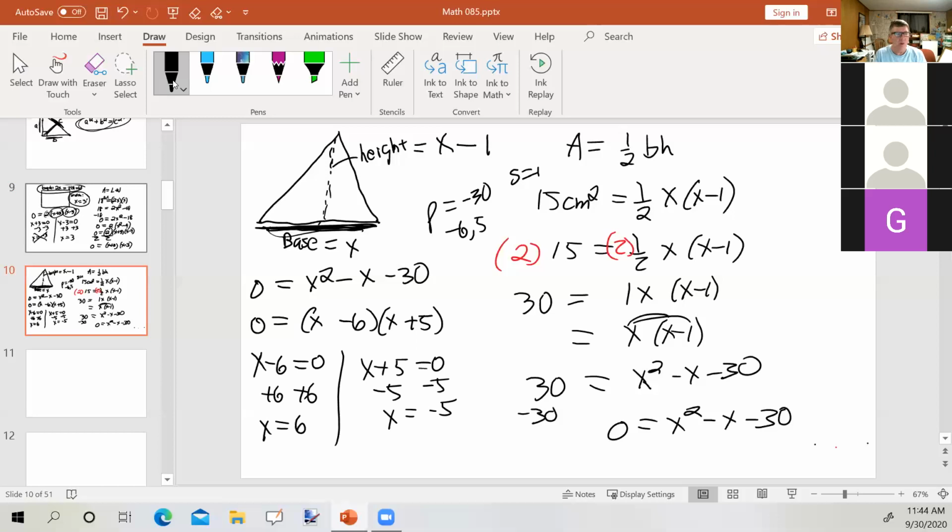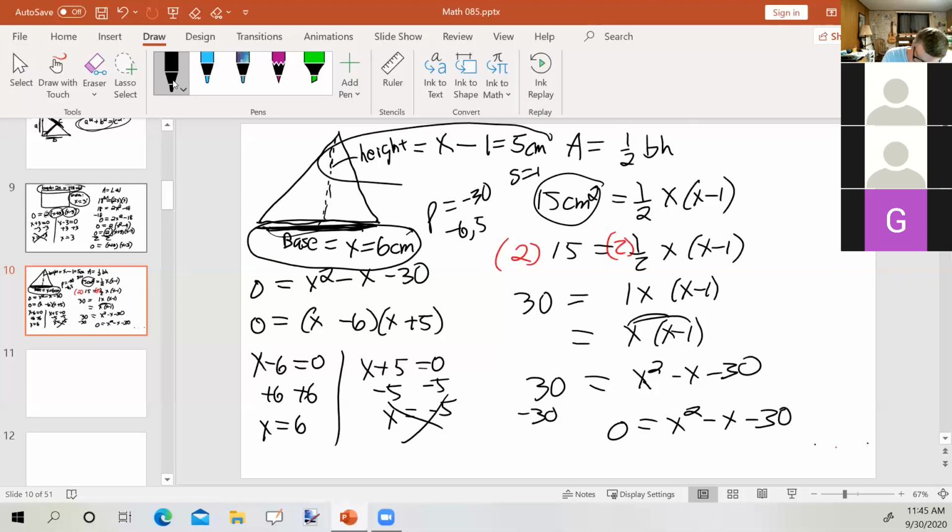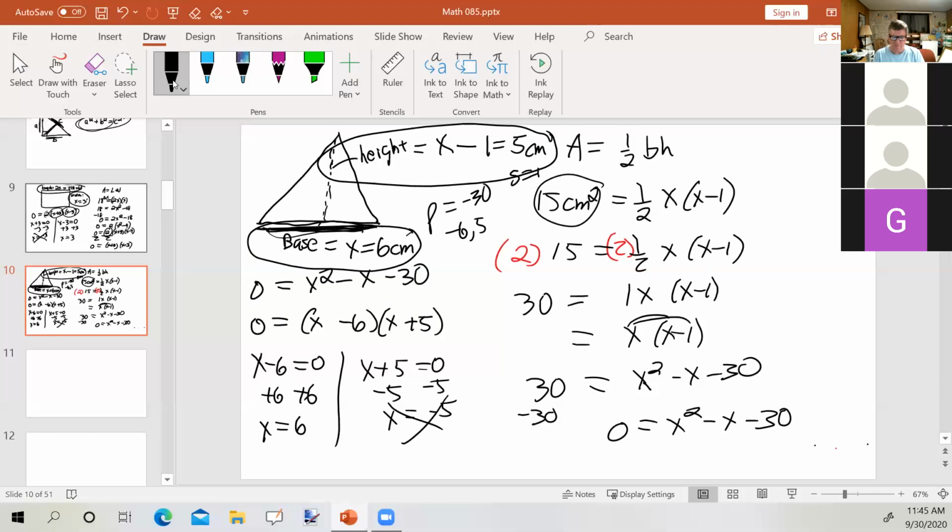x is negative 5. Once again, those are both solutions to the equation, but we can't have a negative height or a negative base. So we'll eliminate that possibility. So if x is 6, the base is 6, the height would be 6 minus 1, which is 5. But let's see, what units? The area was square centimeters, so the base would be 6 centimeters and the height would be 5 centimeters. Okay, so the base is 6 centimeters, the height is 5 centimeters. Any questions about that example?